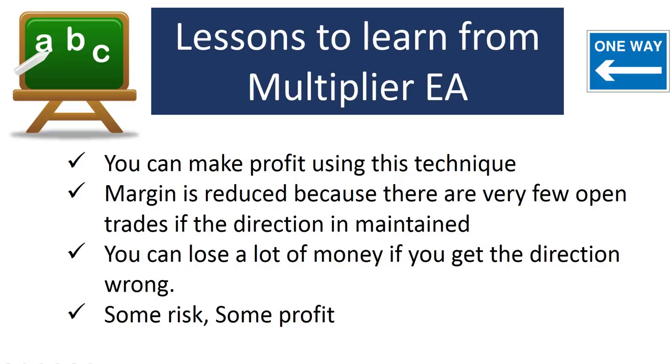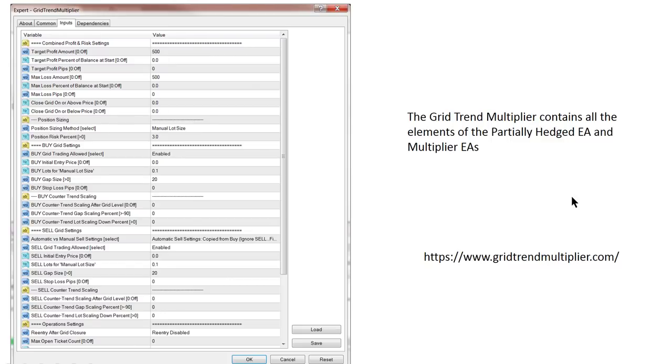in a hedged environment. Okay, now just to remind you, we do have an EA called the Grid Trend Multiplier, and it contains all the elements that you've just seen on these EAs, the last two EAs. So in other words, you can enable buy transactions, you can enable sell transactions, you can disable buys, you can disable sells. So you can use that in combination and create the same kind of trading activity I've just shown you. This EA also contains a lot more setting options, which we'll discuss in the next video.